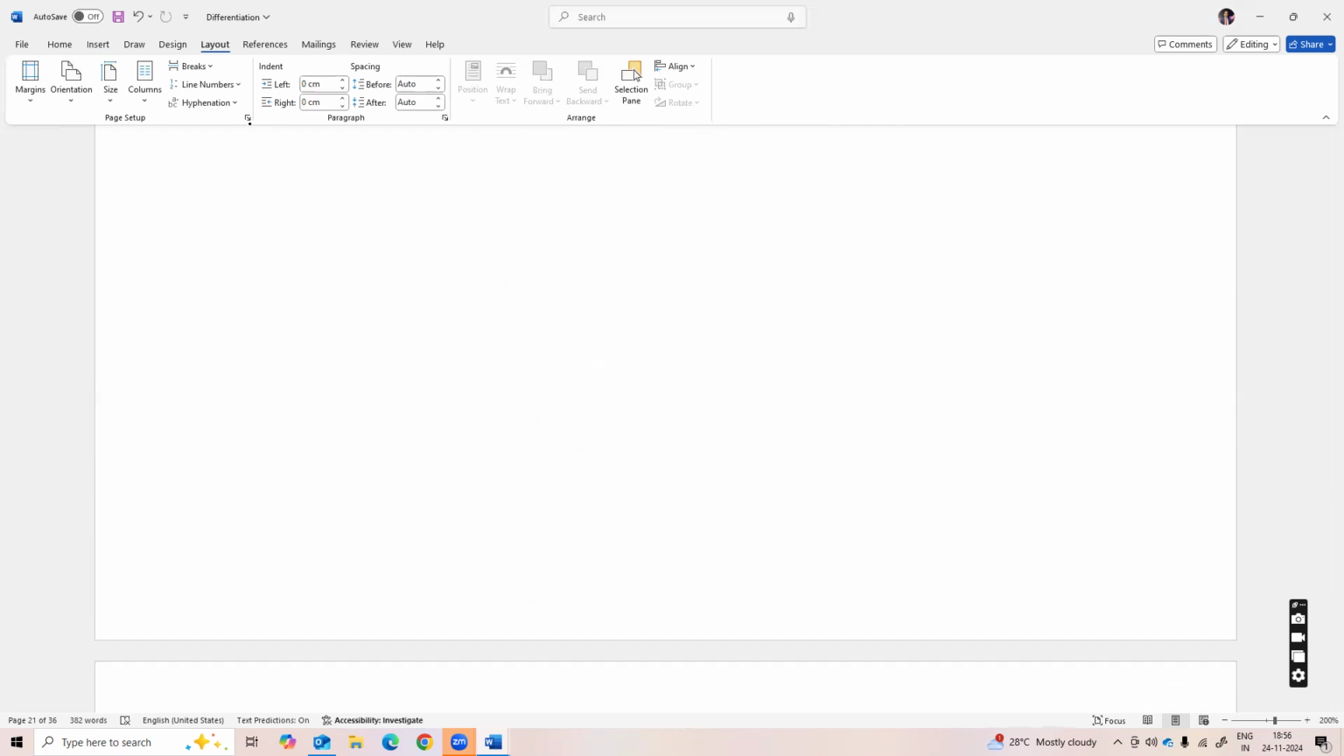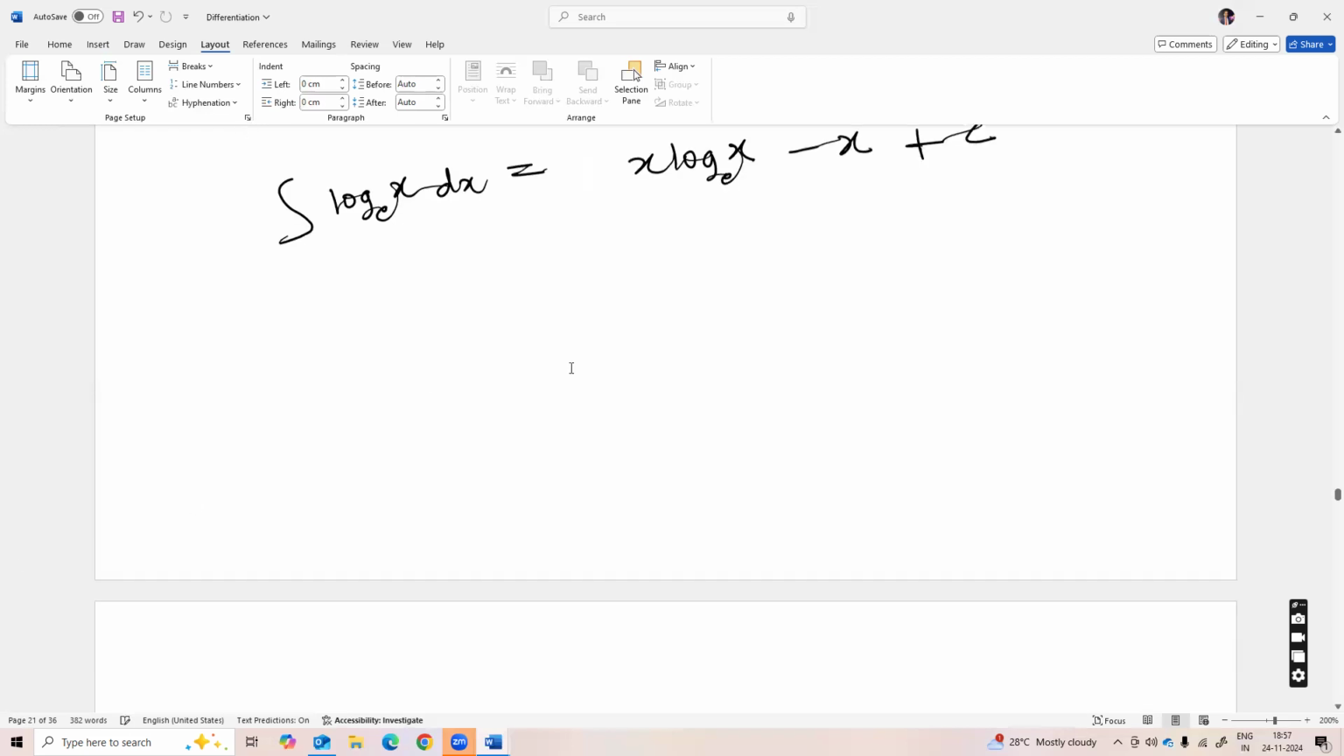Okay, now let's see the integration of log x dx. So the integration of log x is given as x log x minus x plus c. You will have to remember that the integration of log x is x log x minus x plus c. Now we will see the integration of different trigonometric functions.